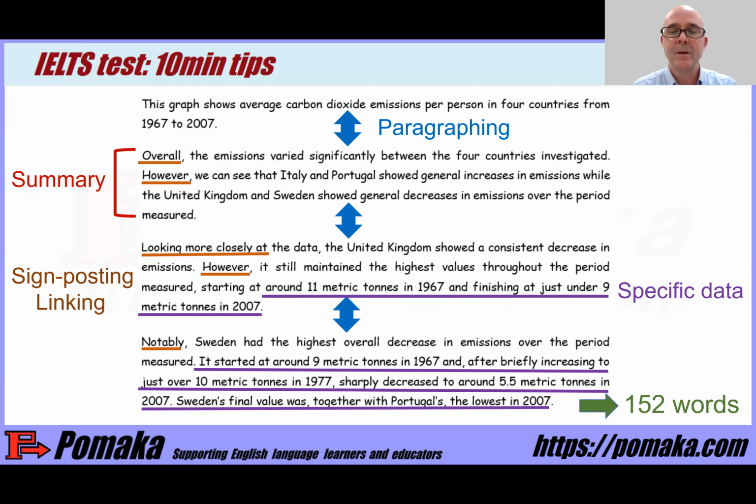Finally, it's important that the length of your answer isn't too short. So you need to write around 150 words for task 1. If your answer is shorter than this, you will likely get a penalty, once again, reducing your final score.